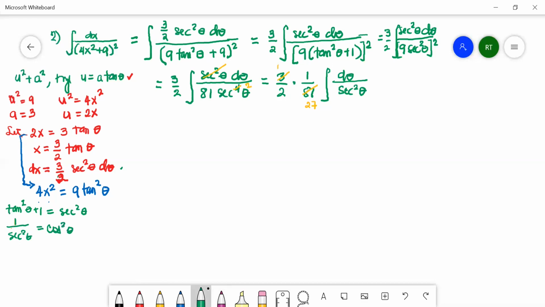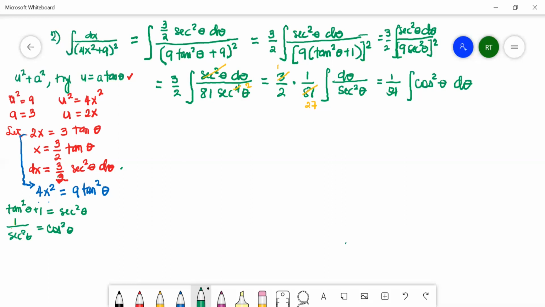So if we will use the identity, then this will give us 1 over 54 times the integral of 1 over secant square of theta, which is cosine square of theta d theta. And in evaluating the integral of cosine square of theta d theta, we have to do a transformation. Okay, how do we do the transformation?